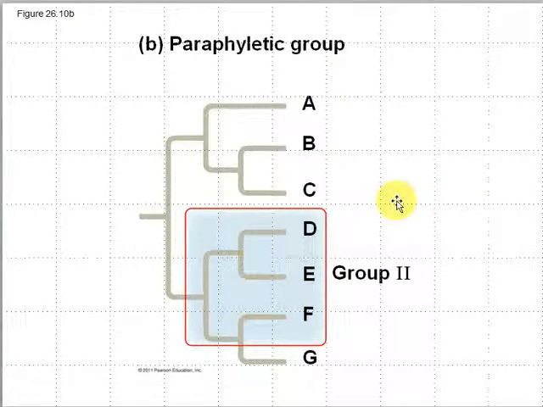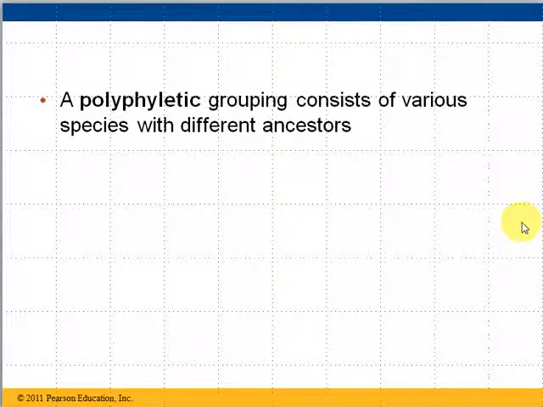There'd be different reasons we might want to group them in different ways like this when we're talking about the evolutionary history and comparing one to another. And again, keep in mind that this is a man-made type of grouping, just a way for us to understand and study things. The last type of grouping is called a polyphyletic grouping, and it consists of various species with different ancestors. So this one's different than the other two. Polyphyletic comes from the Greek meaning many tribes.